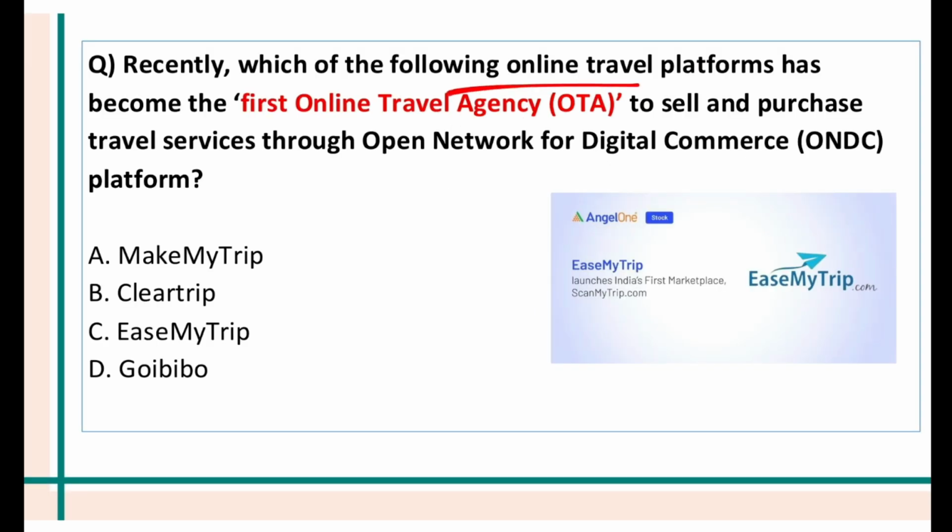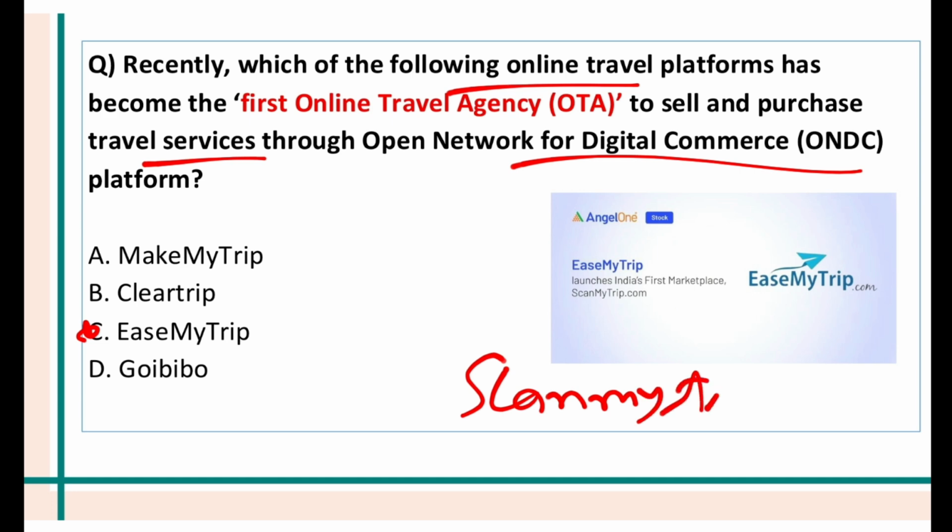Which of the following online travel companies is the first to sell and purchase travel services on ONDC? So this is Ease My Trip. And Ease My Trip has created another brand called Scan My Trip to sell their products. ScanMyTrip.com, India's first marketplace, has been launched by Ease My Trip on ONDC.